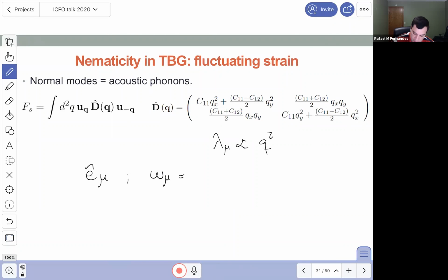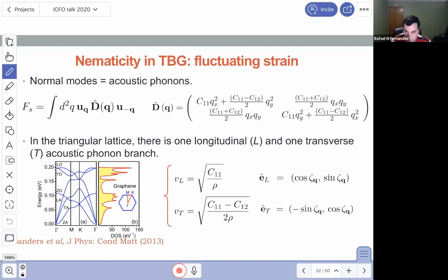So this mu is just an index for the eigenvalues 1 and 2. And they will be given by the square root of lambda mu over the density of the material, which you usually write as a velocity times Q. This is the sound velocity. Okay? So just diagonalize this matrix. So in the case of the triangular lattice, you actually get something very simple. You get a purely longitudinal mode, so the polarization is longitudinal, or a transverse mode, and the velocities go as the square root of the elastic constants. Here is just a picture of these longitudinal and transverse modes in just monolayer graphene.